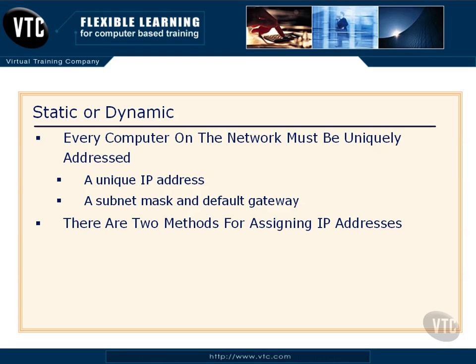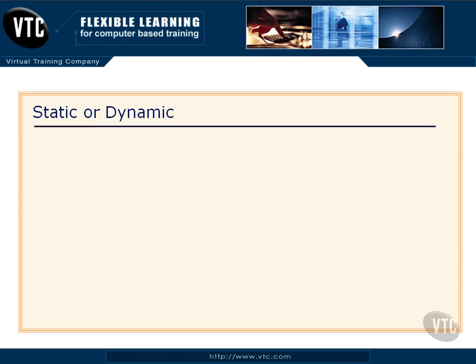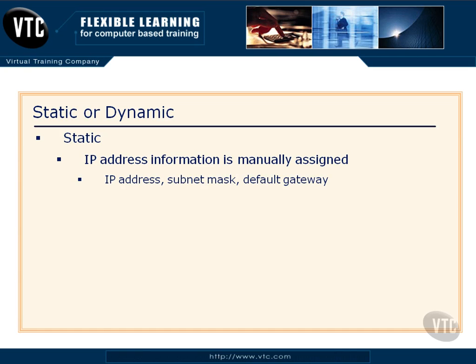That means we have to assign IP addresses to all these devices, and there are two methods that we have for taking care of IP address assignment. The first one is static and the second is dynamic, hence the name of our video, right? So let's talk first about static. Now, static IP addressing is where the IP address information is manually assigned. We're going to use some software in the Windows environment or whatever environment, and we're just going to go in and manually type in an IP address for that machine. We'll put in an IP address, a subnet mask, and a default gateway.